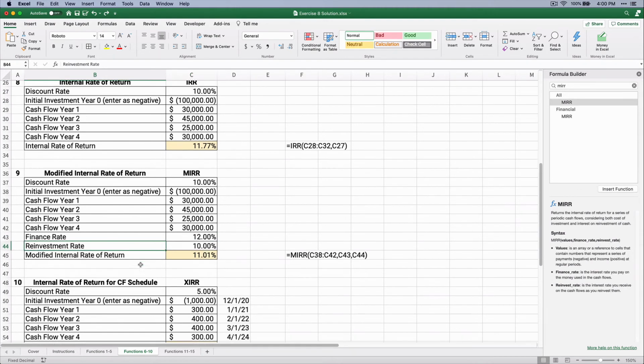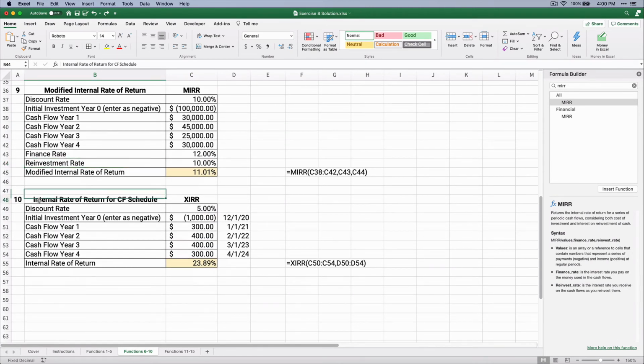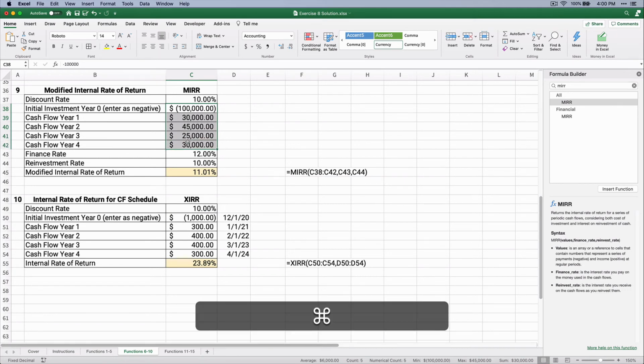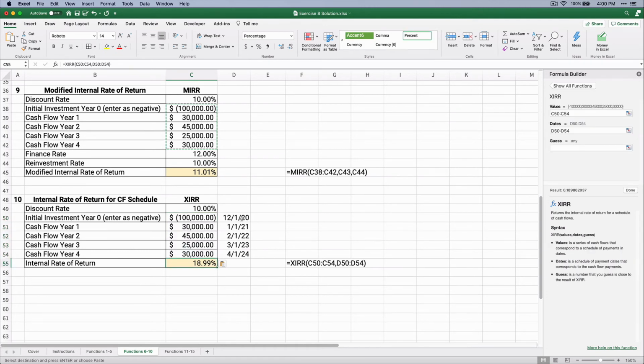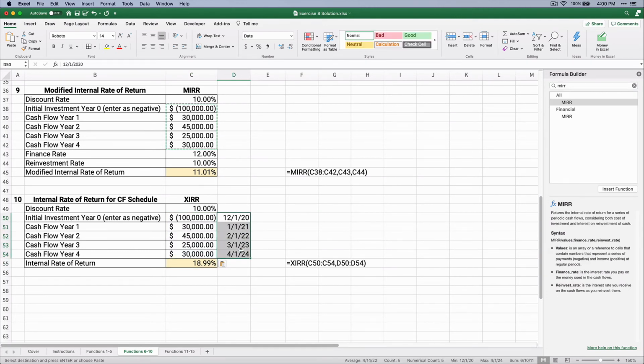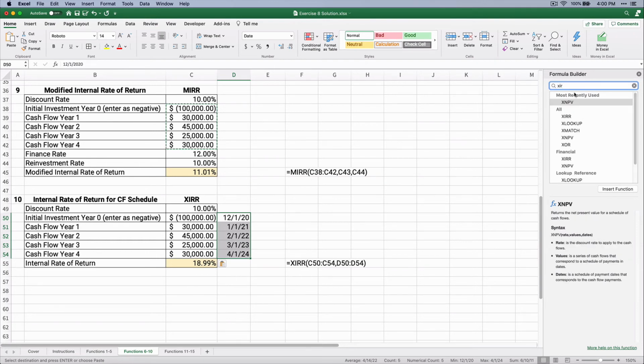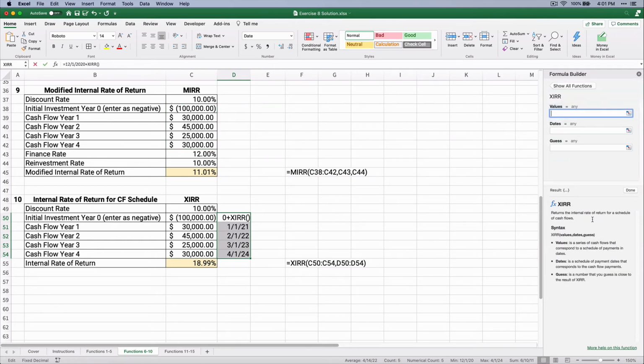There you go. All right, number 10 is the internal rate of return schedule if you have a cash flow schedule. So let's go back and assume 10% is our discount rate. We've got, let's assume these. I like these numbers here. Well, what if we have a schedule here, just like we would on the future value schedule? So this is an XIRR. So this is X and then internal rate of return. So this is an internal rate of return for a cash flow schedule.